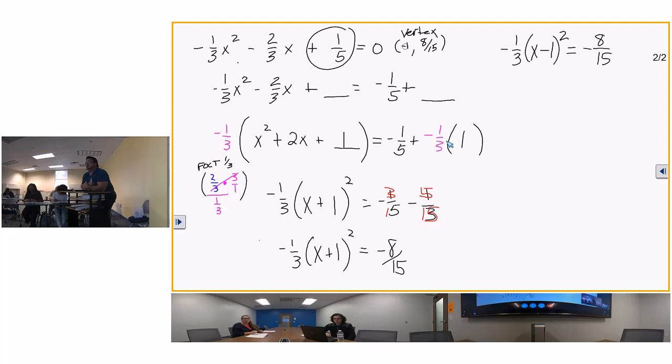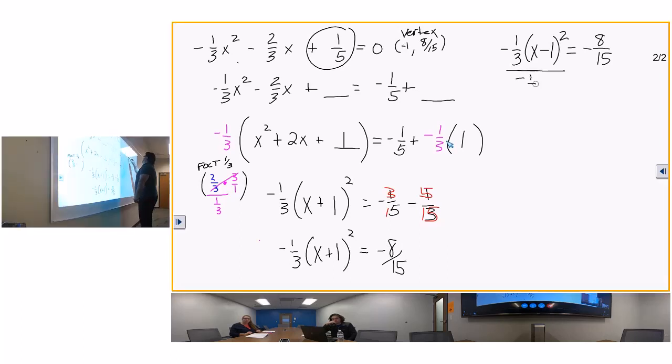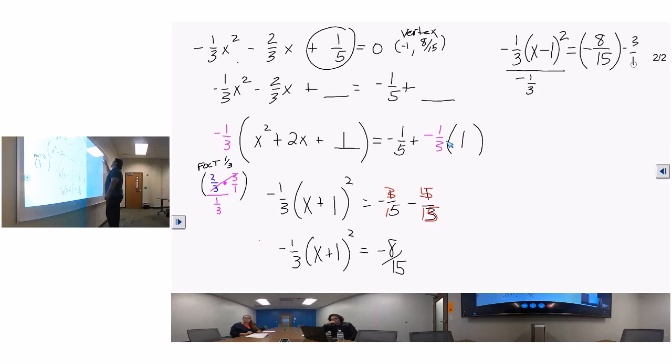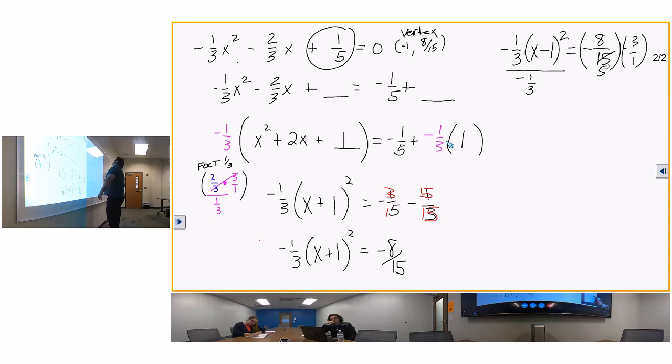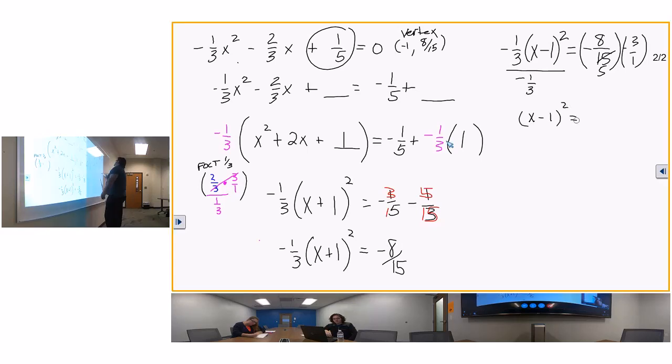We do have x-intercepts because negative divided by negative is what? Positive. So we do have x-intercepts. So when you divide by negative 1/3, you multiply by what? By negative 3 over what? And I'll make that a 5, so we get 24/5. Somebody help me out there. Yes. X minus 1 quantity squared is equal to 24/5.